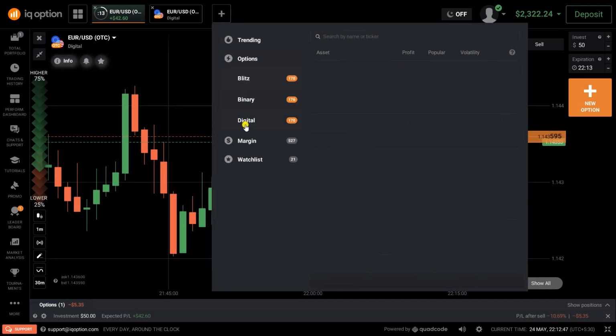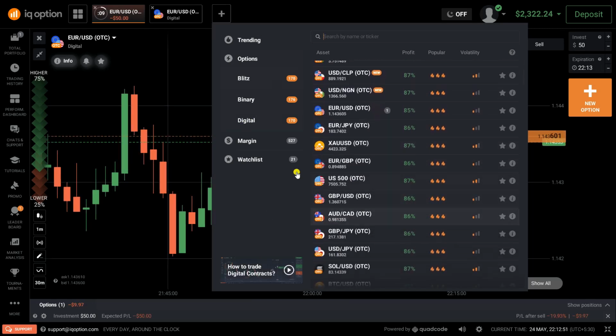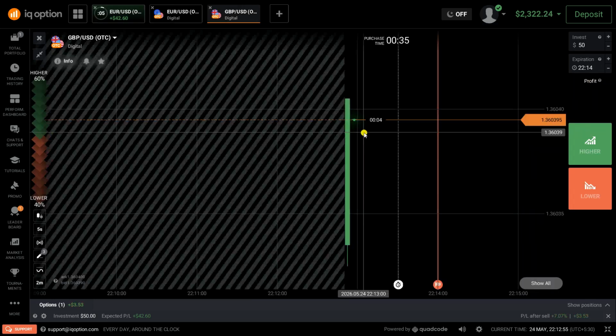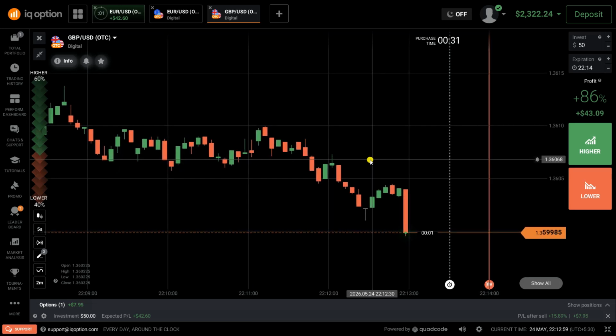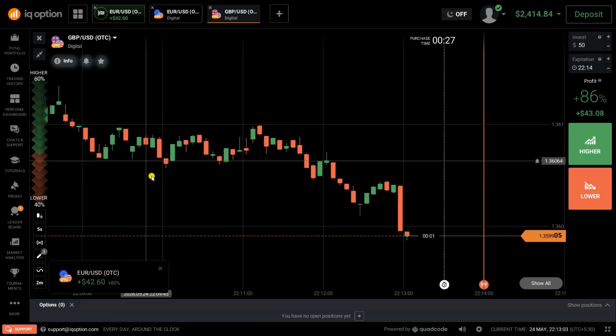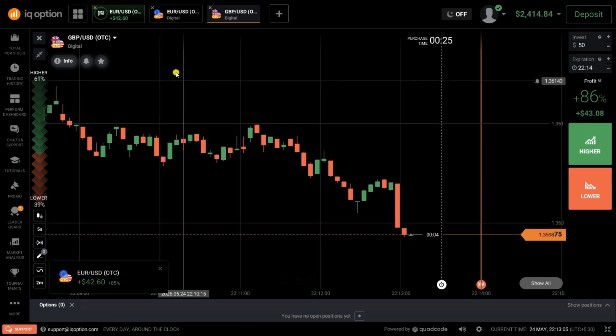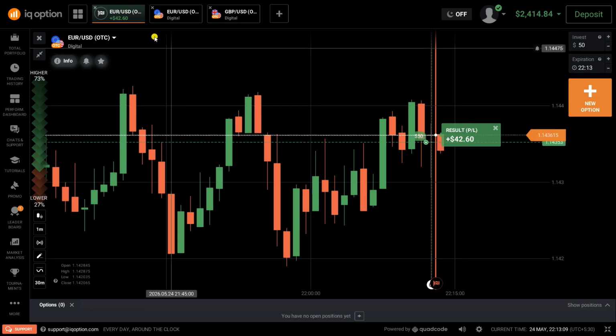So we can take more trades. I always use digital. You can check any one. GBP USD is okay. I will check the GBP USD OTC market. The analysis for every chart is similar; I'm not changing anything. The first one is clearly a winning trade. So this is our winning trade.